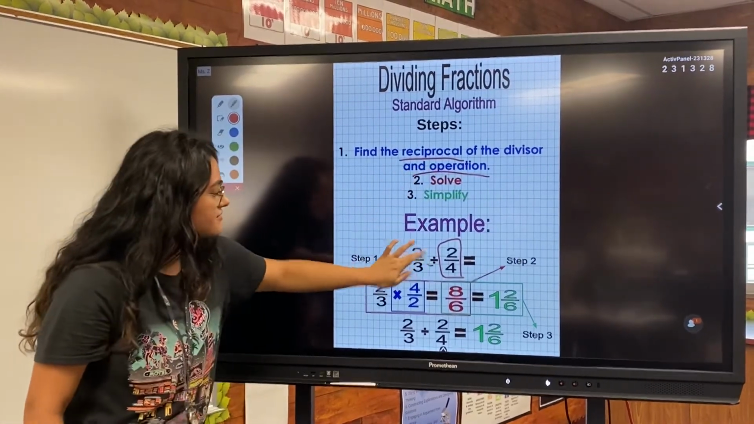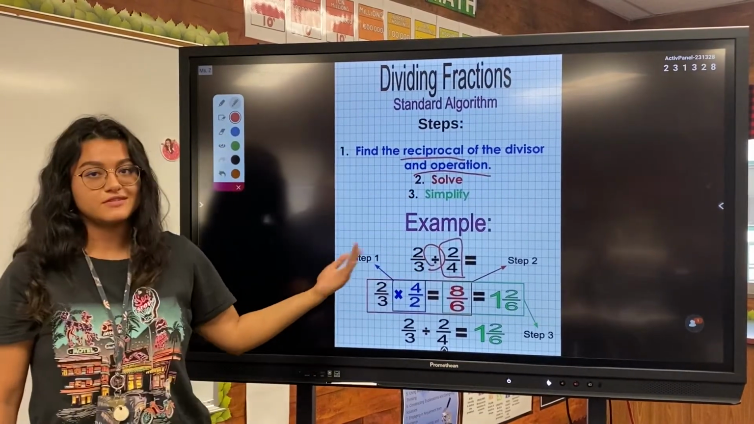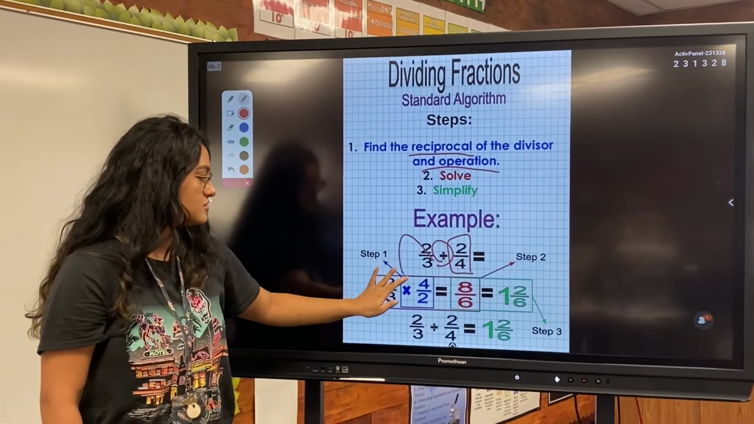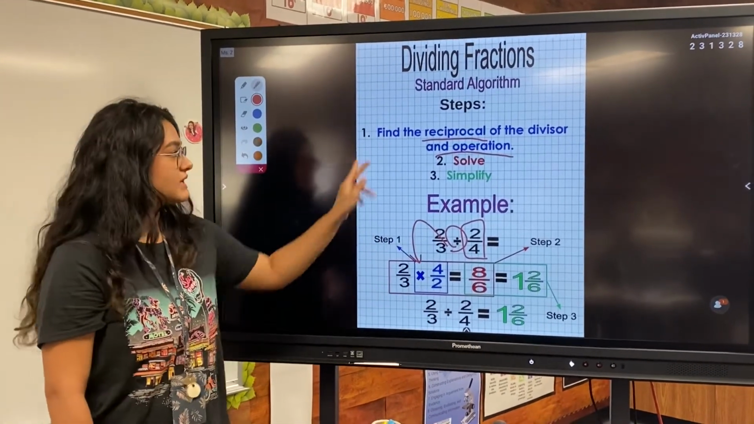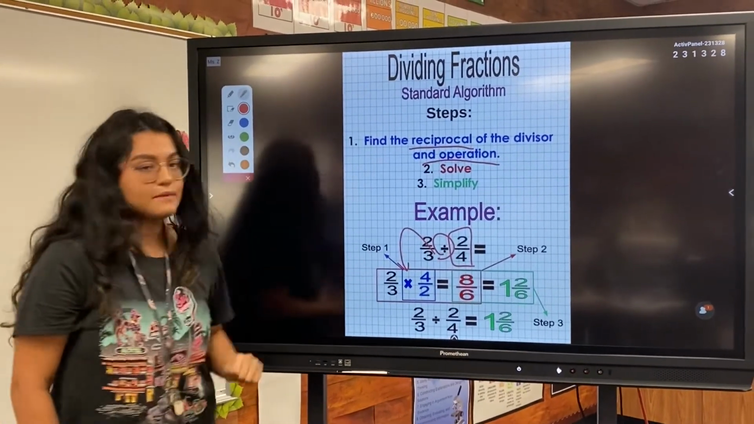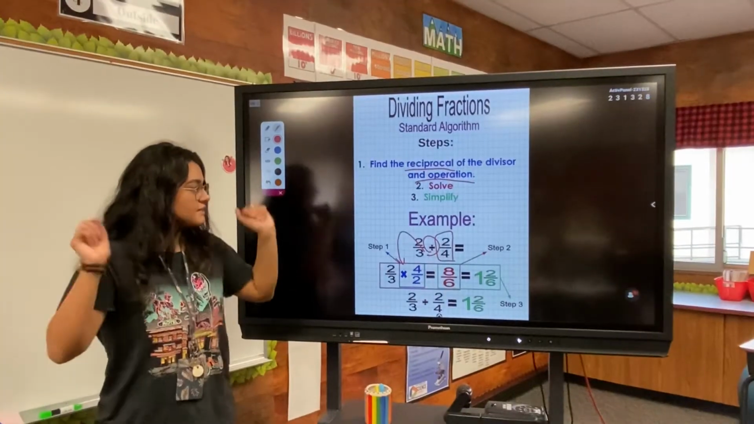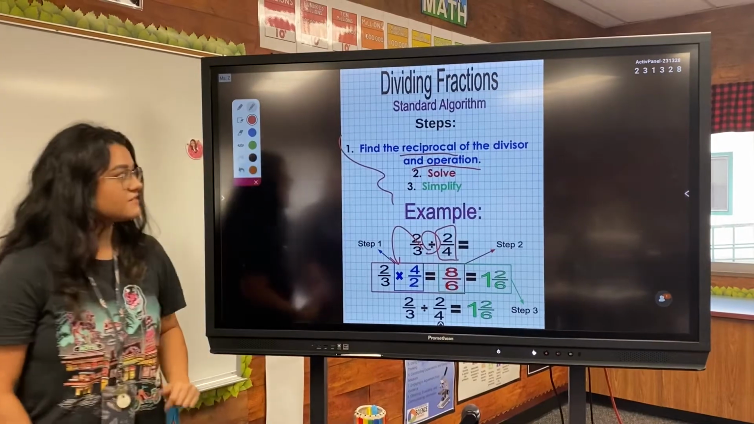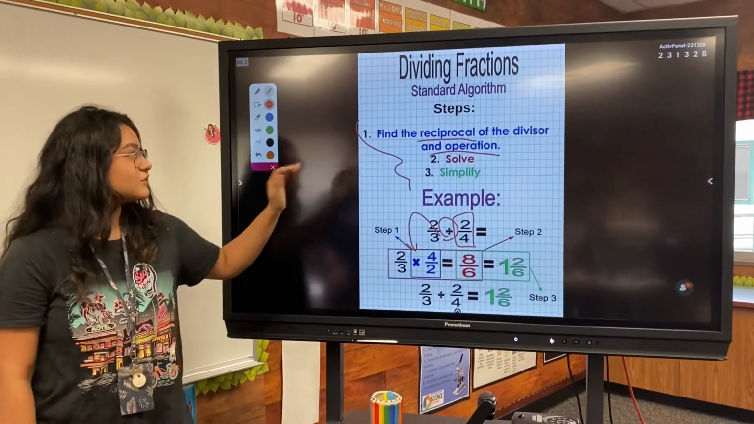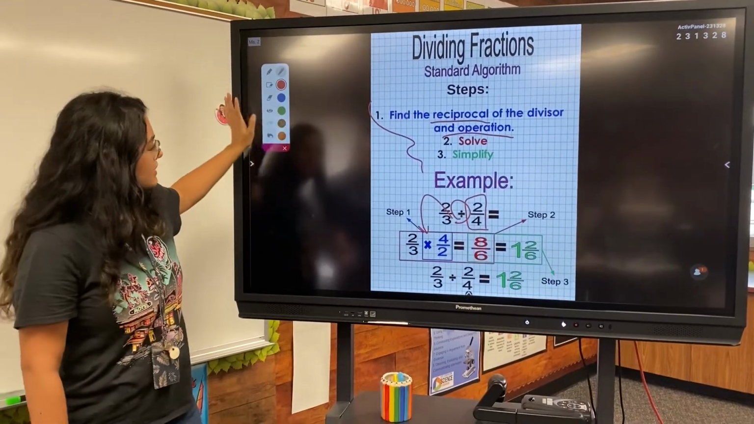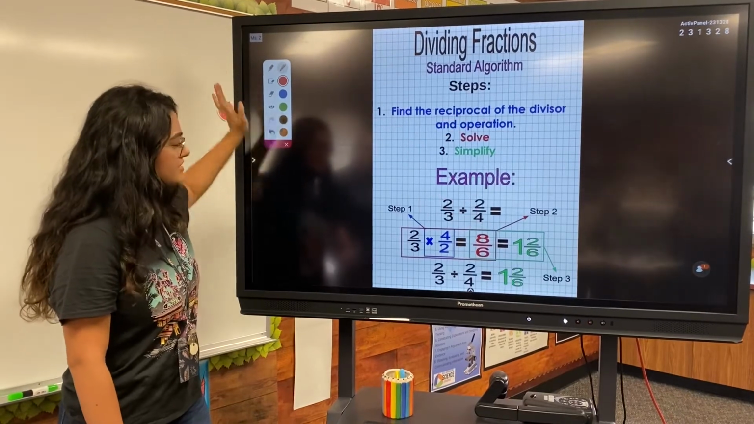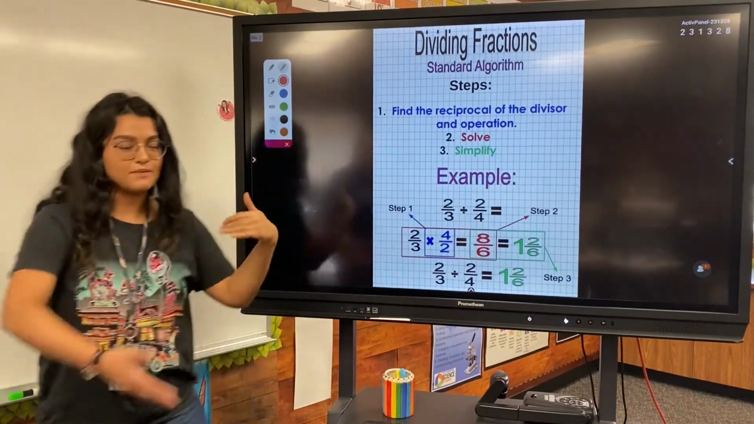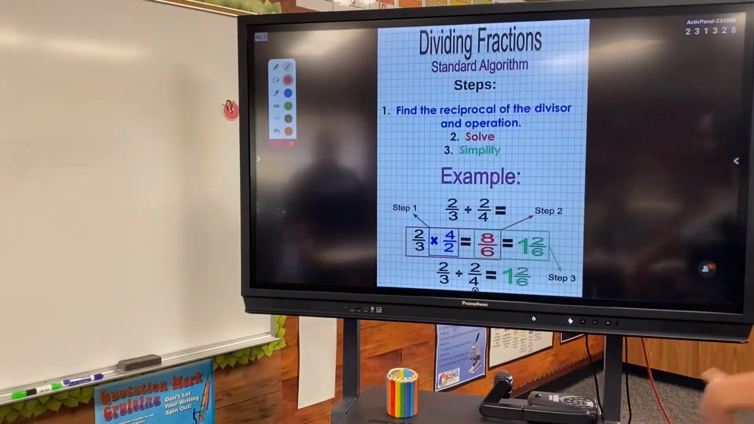We find the reciprocal of the operation. So if we are dividing, the opposite of division is multiplication. So we're going to be multiplying. That's step number 1. Step number 2 is solve. And step number 3 is simplify. And those are your 3 steps for dividing fractions using the standard algorithm. Ms. Cortez is going to go over the example that's on the chart more in depth with you guys.